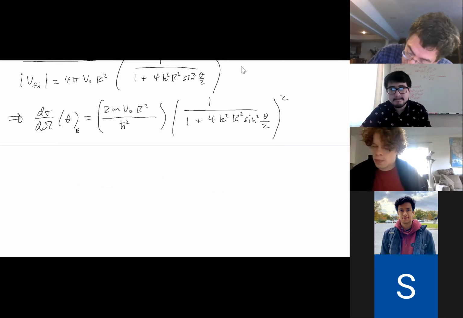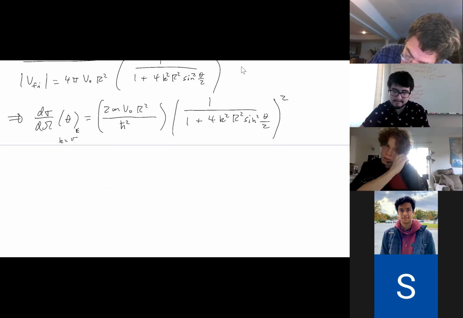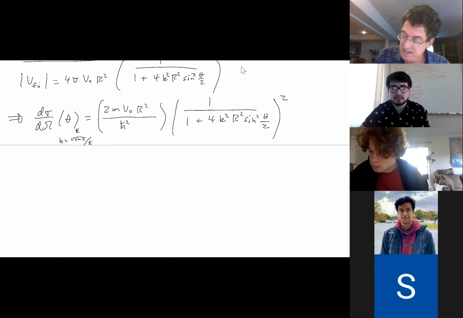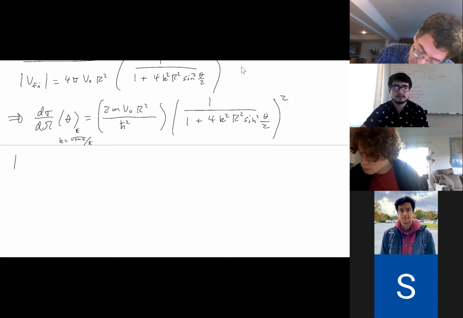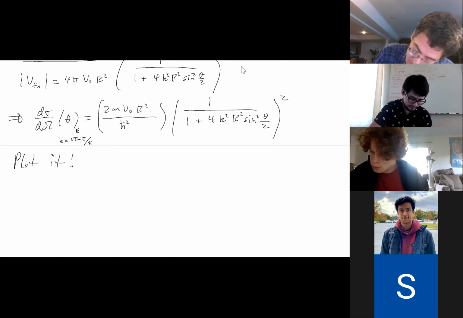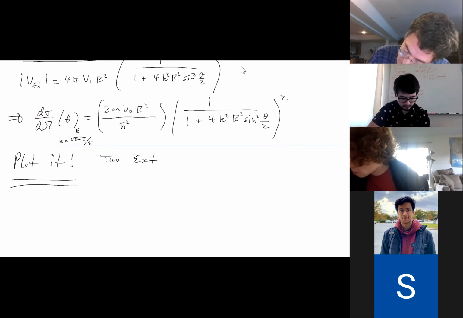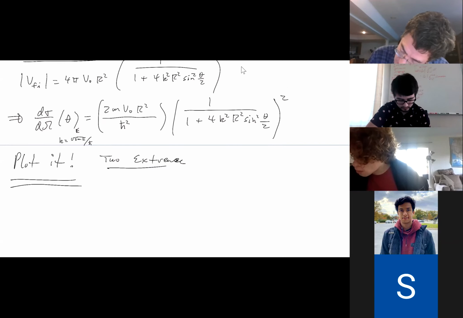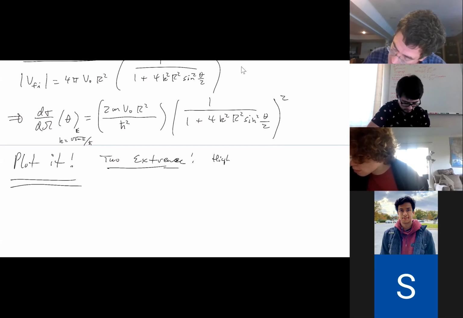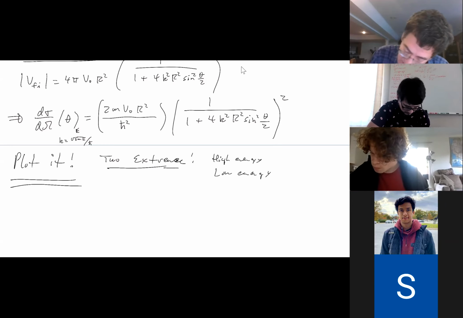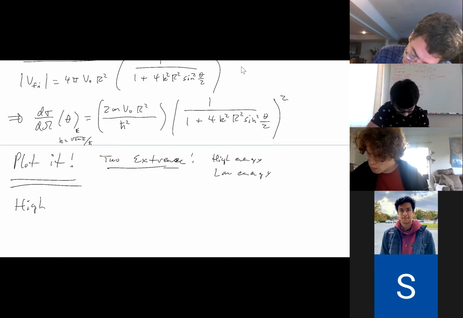And the reason I say E is because k is equal to the square root of 2mE over h bar. So wherever I see a k, that actually stands for E. So let's plot it. And let's consider two extremes: high energy and low energy. Let's do the high energy scattering.